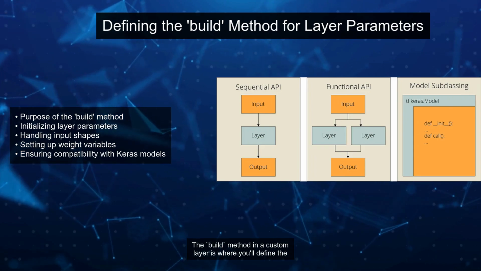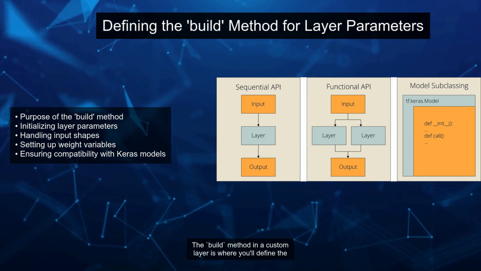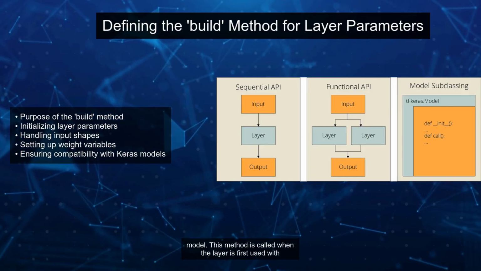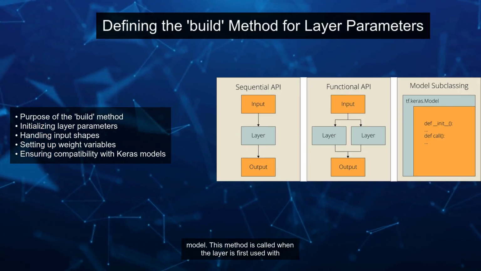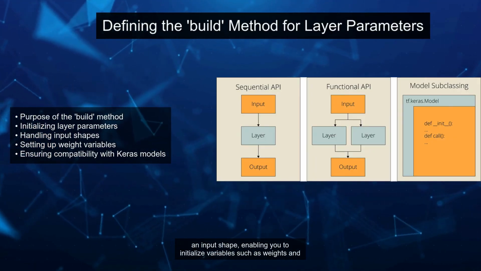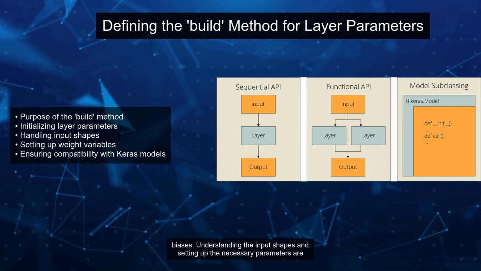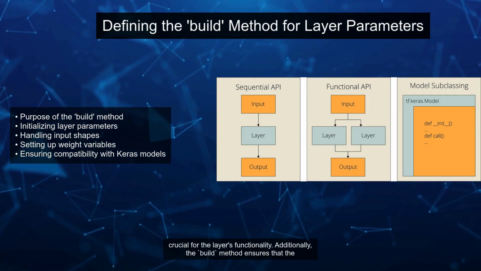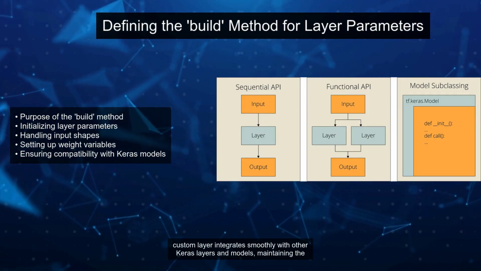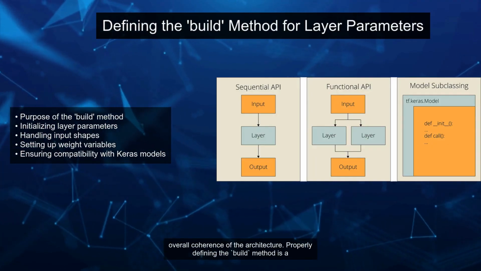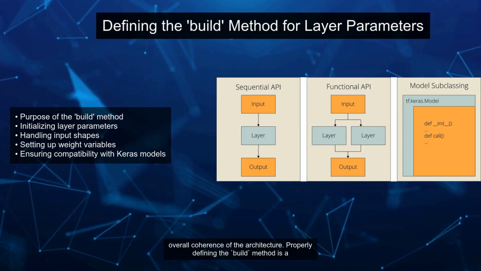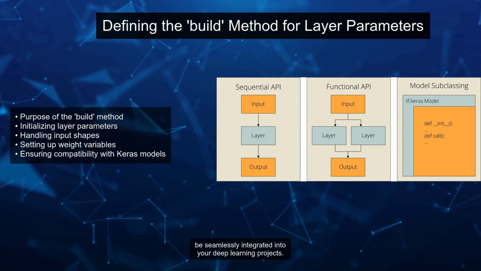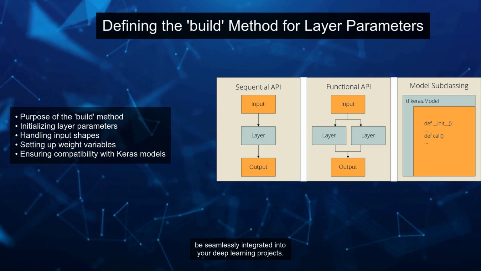The build method in a custom layer is where you'll define the layer's parameters and ensure it is compatible with the rest of the model. This method is called when the layer is first used with an input shape, enabling you to initialize variables such as weights and biases. Understanding the input shapes and setting up the necessary parameters are crucial for the layer's functionality. Additionally, the build method ensures that the custom layer integrates smoothly with other Keras layers and models, maintaining the overall coherence of the architecture. Properly defining the build method is a fundamental step in creating a functional and effective custom layer that can be seamlessly integrated into your deep learning projects.